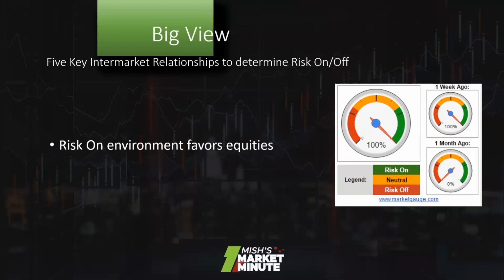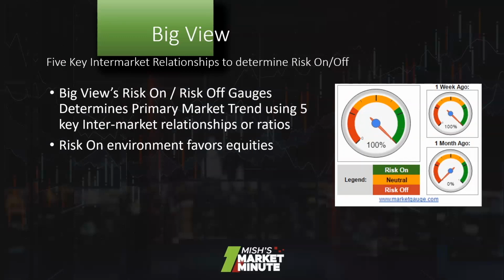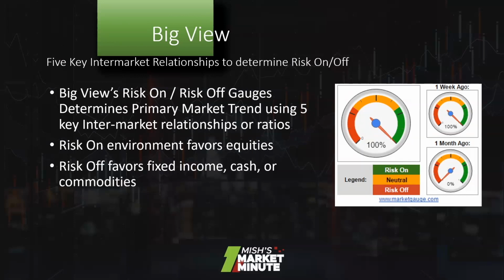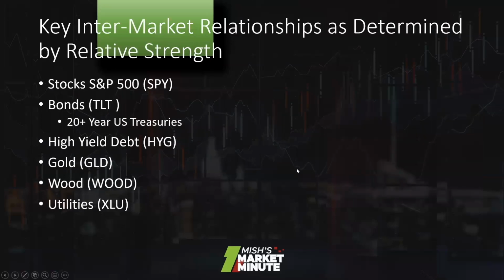Then if we have a risk on environment, obviously that's going to favor equities. And these relationships really will help you decide, especially in a choppy market condition, are we risk on or are we risk off? If we're risk on, obviously equities is where you want to be. If we're risk off, you want to be looking at fixed income, being in cash, or, hey, my favorite topic lately, commodities. So let's look at the key intermarket relationships.